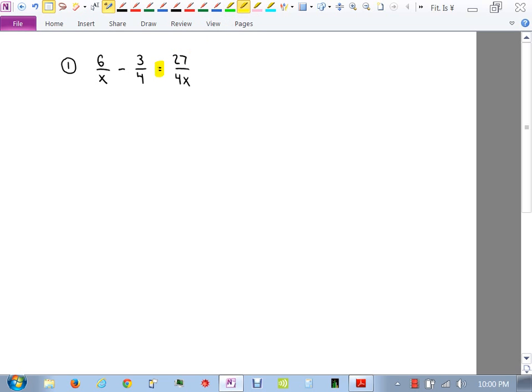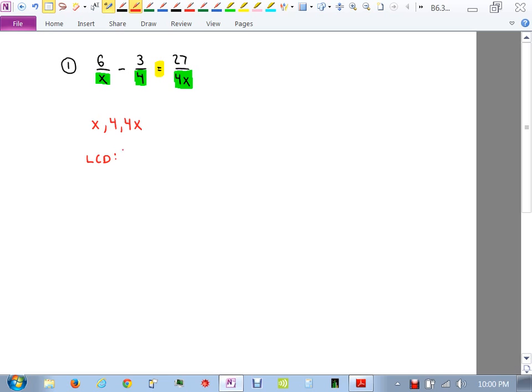We're going to start off on this first problem trying to solve this equation, right? We have an equation here. We're going to do it by finding an LCD. So what I'll do is I'll look at all my denominators, x, 4, and 4x, and I will list those out, x, 4, and 4x. And from that, I'll create my LCD.